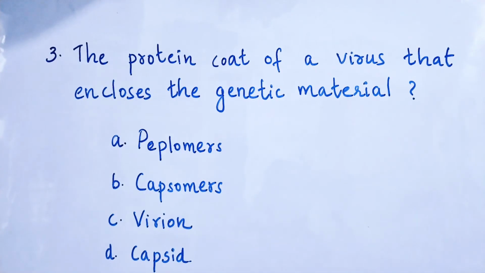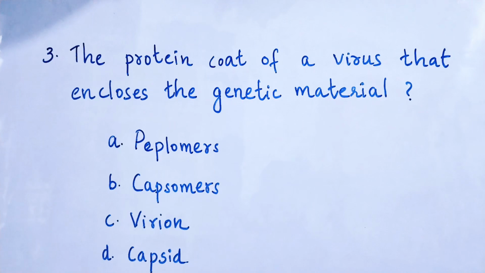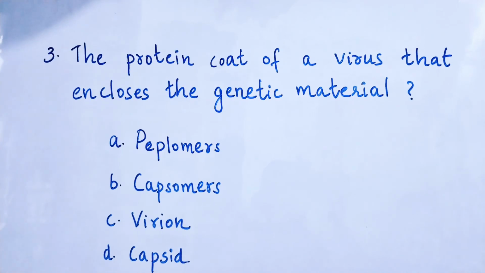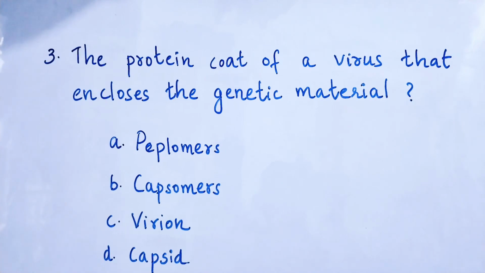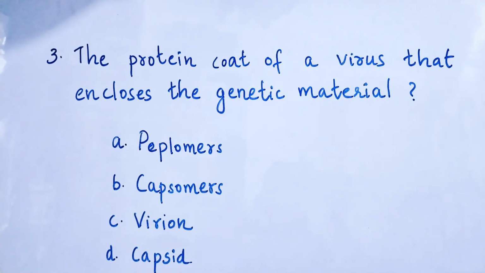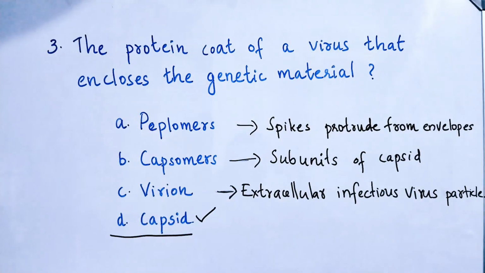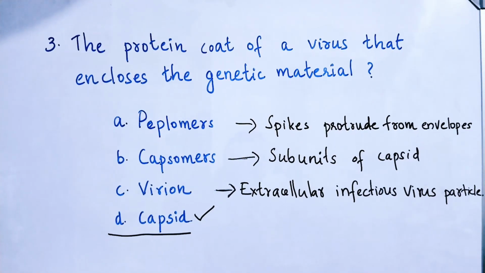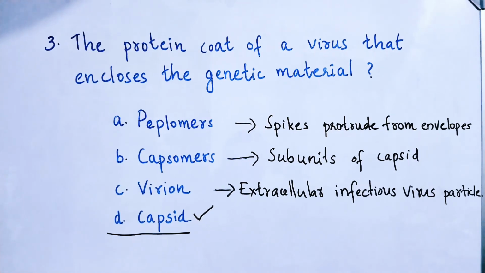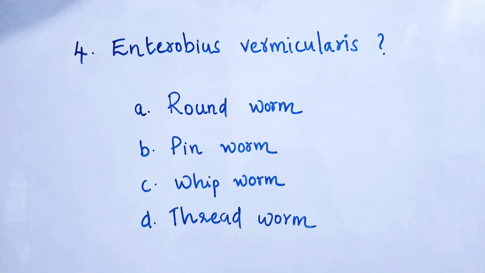Question number 3. The protein coat of a virus that encloses the genetic material. Option A, peplomers. Option B, capsomers. Option C, virion. Option D, capsid. Which of the following is the protein coat of a virus that encloses its genetic material? The right answer is option D, capsid, where peplomers are the spikes and capsomers are the subunits of capsids and virion is the extracellular infectious viral particle.